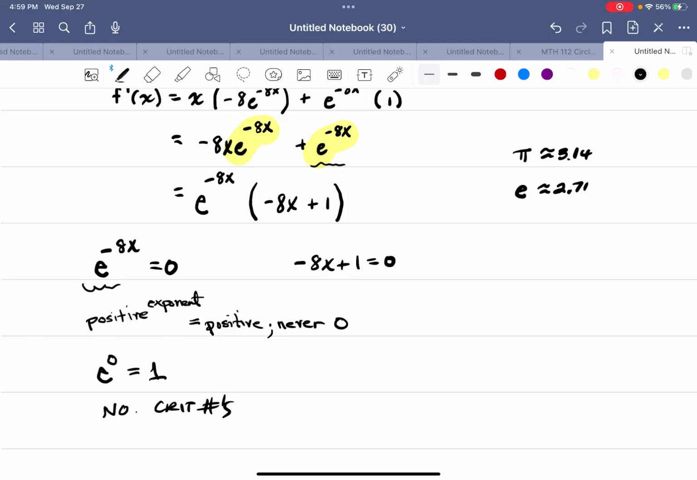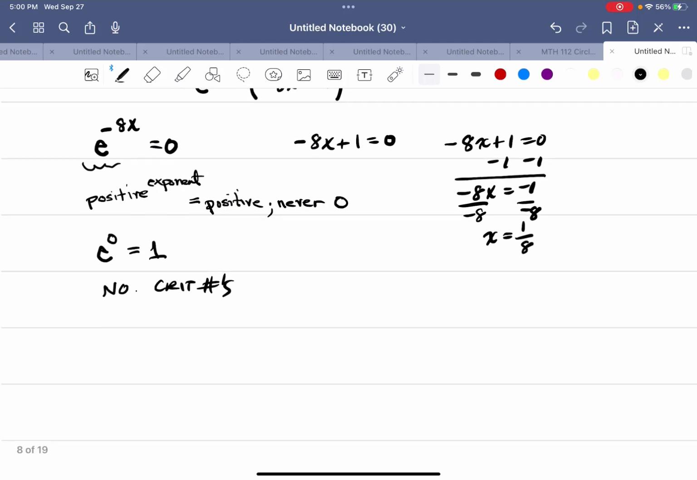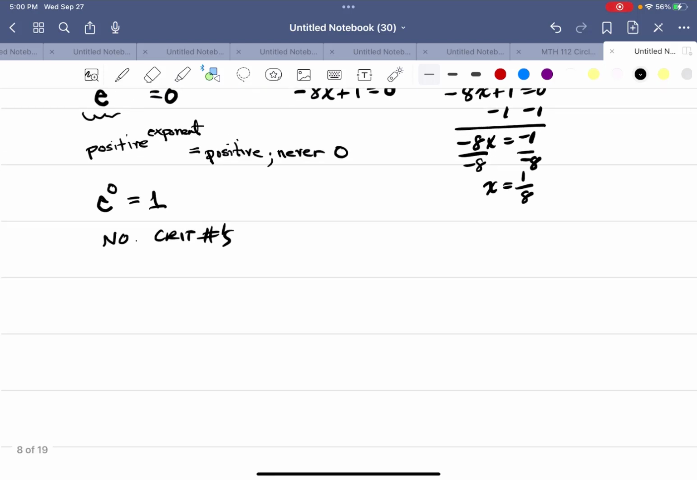Okay, now negative 8x plus 1, however, can be solved for x. Subtract a 1. Negative 8x equals negative 1. Divide by negative 8, and you get x is 1/8. Now that's just a fraction, 1/8. You can get a decimal estimate on your calculator. We take our critical number and we put it on the number line.